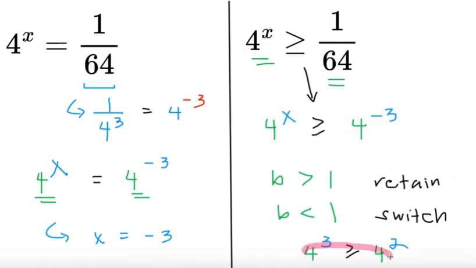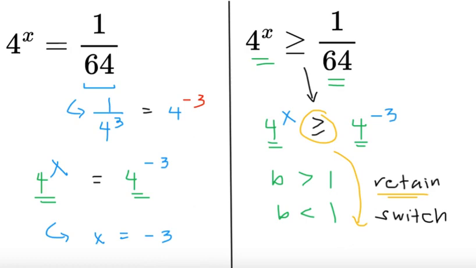Anyways, since the base in this inequality is 4, which is greater than 1, we're going to retain the inequality symbol and then relate the exponents. So x and 3, we retain the inequality symbol, and we get that x should be greater than or equal to 3. Obviously this is just in this format, but you can write it in another form. Set builder notation or interval notation is totally up to you. But generally speaking, that's how we solve an exponential inequality.